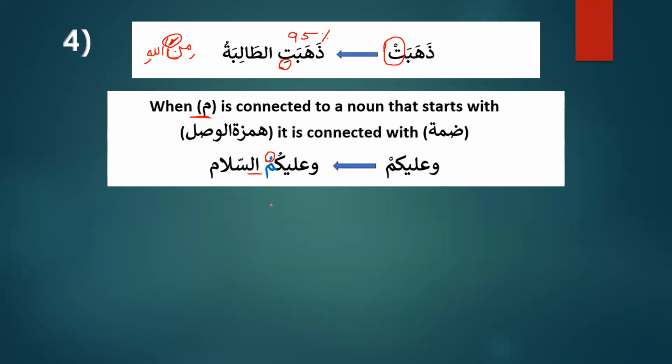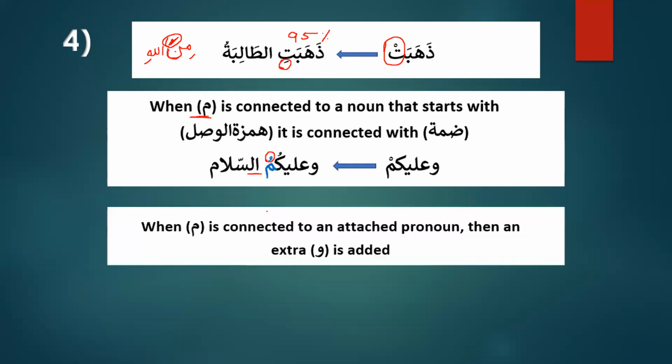There is a little bit more that we need to know. Here we are connecting meem to Hamzat al-Wasl. Okay, but what if we need to connect meem to an attached pronoun? So there is something that needs to be added. When meem is connected to an attached pronoun, we know that first we have to add Dhamma, but after Dhamma, we have to also add an extra waw.